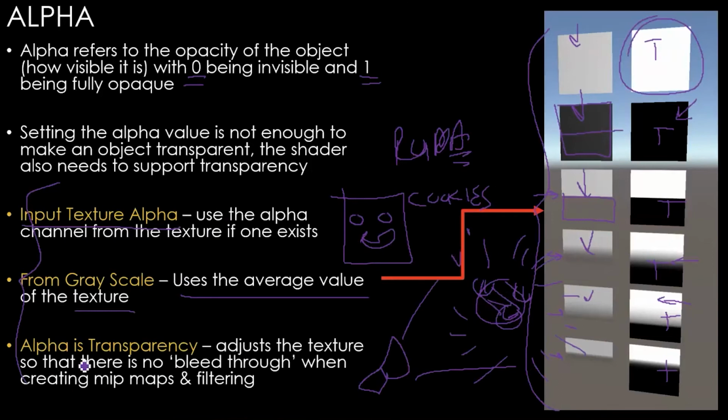And then finally, alpha is transparency, which messes up a lot of people. What it does is it adjusts the texture so that there is no bleed through when creating bitmaps and filtering. We're going to get to bitmaps shortly, and this will make a lot more sense. But like I said before, if you have an alpha map, and let's say you have a very tight diamond inside of this, and for some reason this image gets turned into half the size, maybe 512, and it averages data, on the edges of this triangle, what happens to the alpha value? Does it average it?